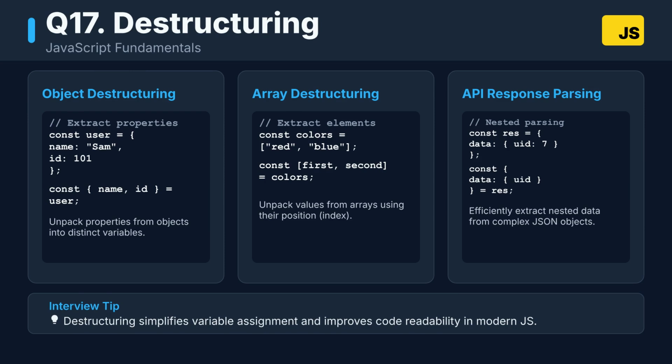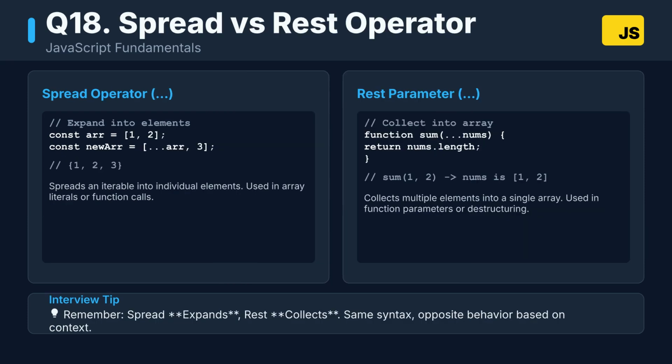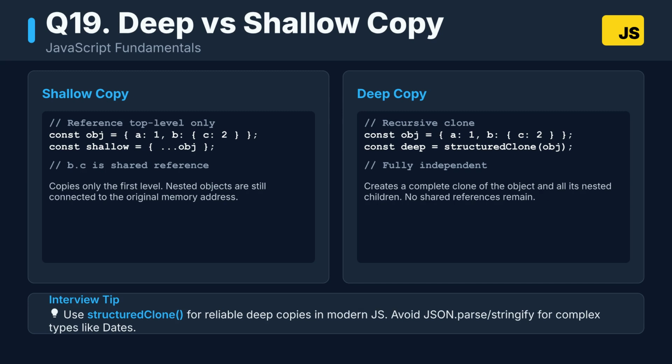Question 17 is about destructuring. This powerful feature allows you to unpack values from arrays or properties from objects directly into distinct variables, greatly simplifying your code. Question 18. Spread versus rest operators. Remember this simple rule. Spread expands iterables into elements, while rest collects multiple elements into a single array. They use the same syntax, but act differently. Question 19. Deep versus shallow copy. A shallow copy references top-level properties, while a deep copy, often handled by structuredClone, creates an entirely independent clone of the object and its nested children.